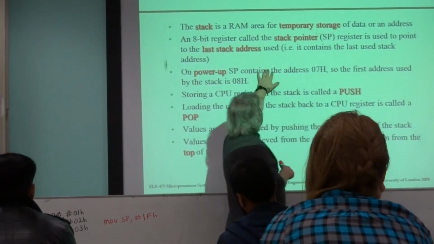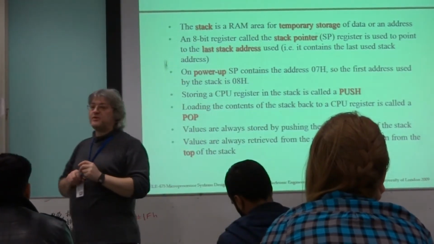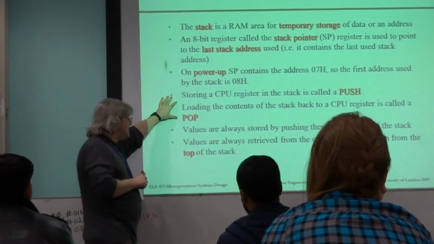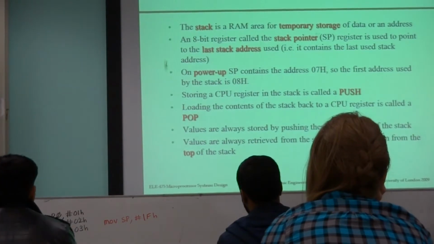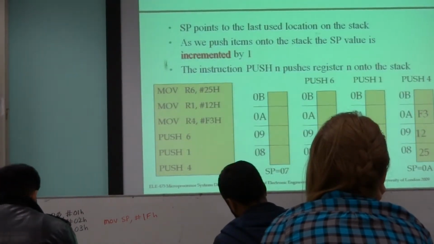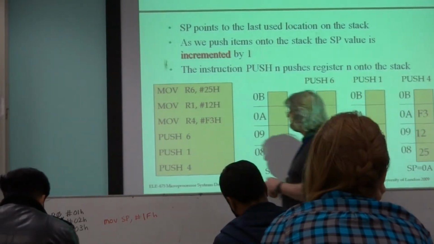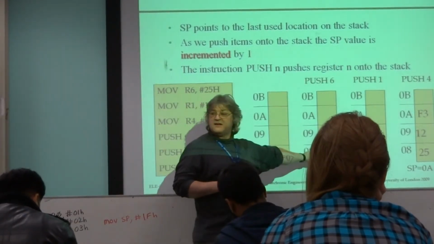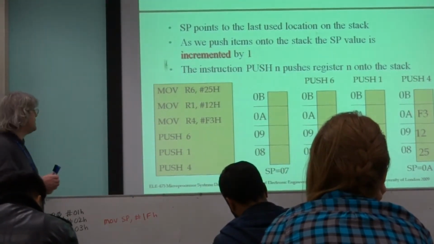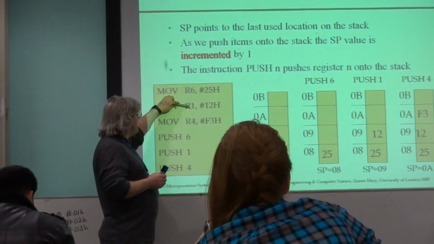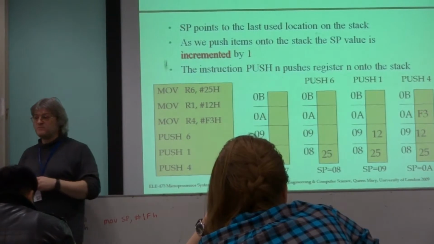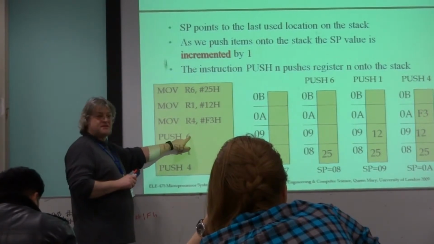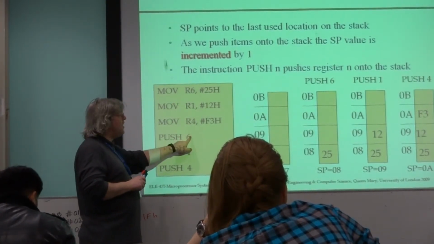So I've mentioned the initial value of the stack pointer, and the two operations that we use on the stack explicitly are push and pop. And down here I had the sequence of actions associated with each of those. So here's another example, a little bit of assembly language, and then it's showing you what's happening to the stack as a consequence of those instructions. So first of all, we've initialized R6, R1, and R4 to have these contents. And then we've said push the contents of register R6 onto the stack.